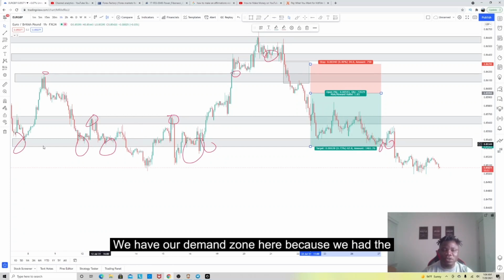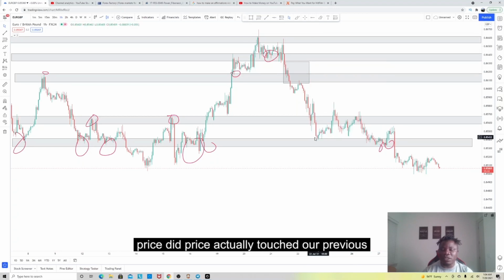We have our demand zone here because we had the multiple touches right here, and look at what price did. Price actually touched our previous demand zone here, bounced off it, came back, went back up to our previous supply zone, came back down, rejected, went back up, consolidated, came back down, and price stayed here for a while looking at this demand zone here. Price then pulled back up, and now price eventually broke our demand zone.